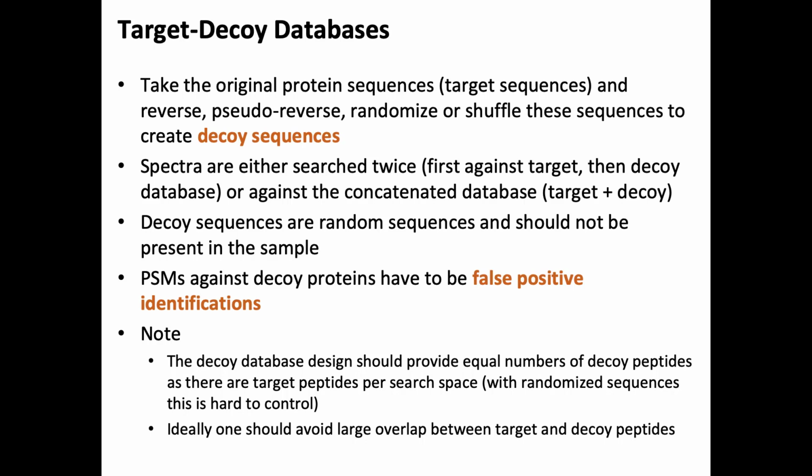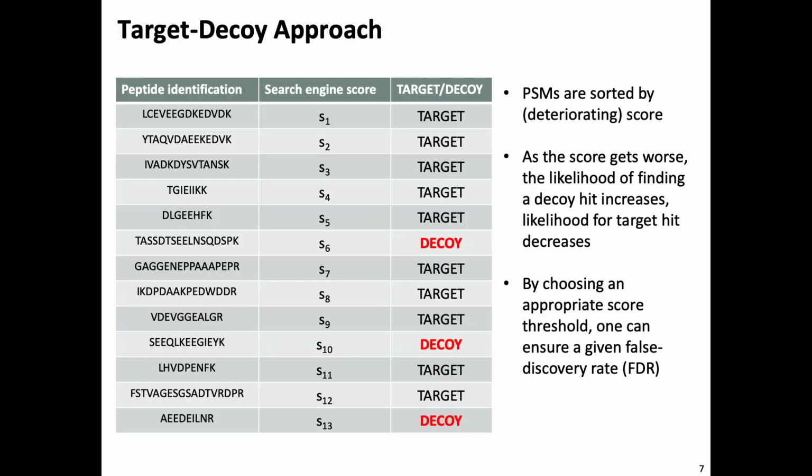And then you can search the spectra twice, or you can do one search against the combined database. And we can use that to identify the trust that we have in individual identification. So how does that work?